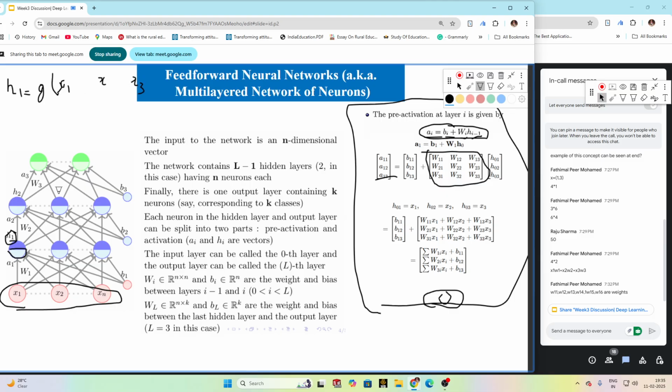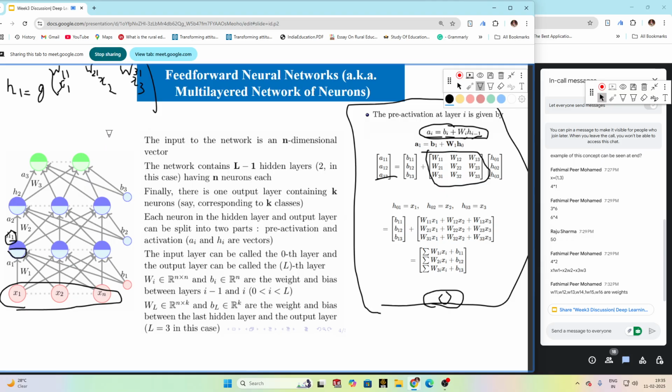Now what should this weight be written as? Because this first neuron is attached to this neuron, according to me these weights will be W11, W21, and W31. Okay, W11 into x1, W21 into x2, and W31 into x3.